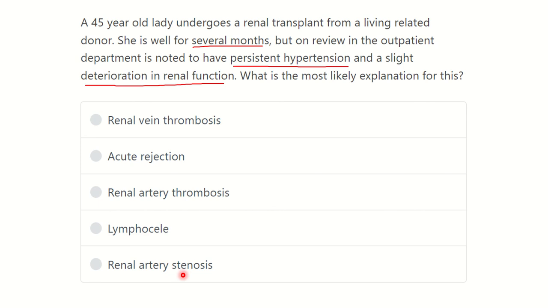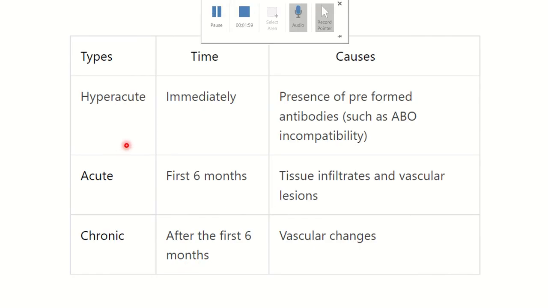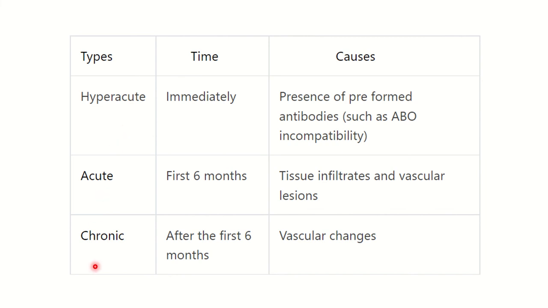So first of all, let's see the types of graft rejection. They are hyperacute, acute, and chronic. Hyperacute occurs immediately on the operation table or within a few hours of the operation. Acute rejection occurs within the first 6 months of transplantation, and chronic rejection occurs after 6 months. So hyperacute is immediate, acute is within 6 months, and chronic is after 6 months.